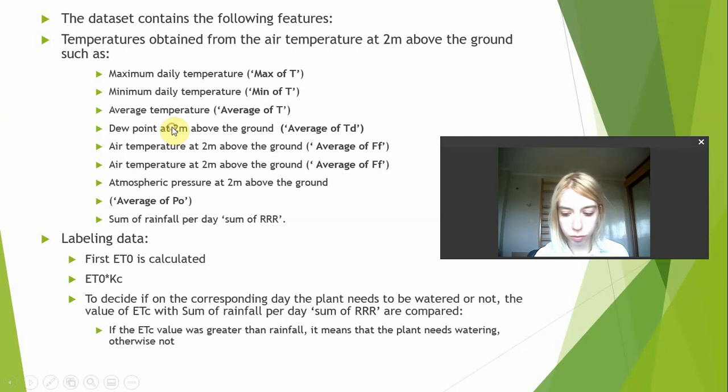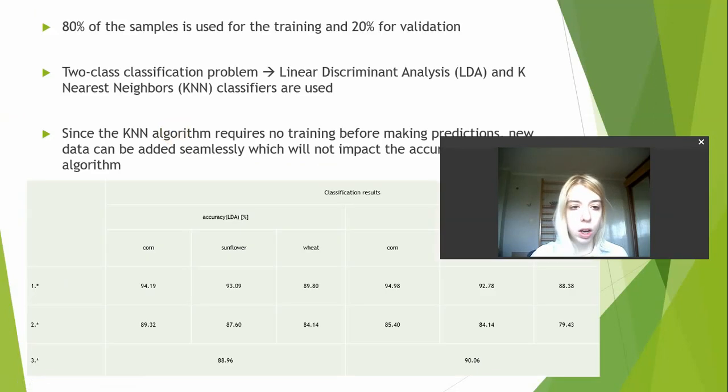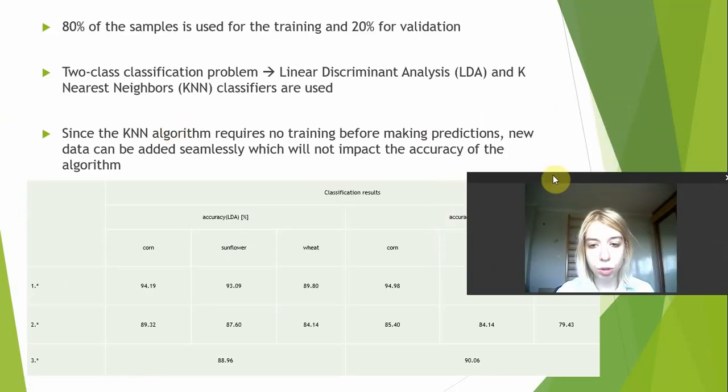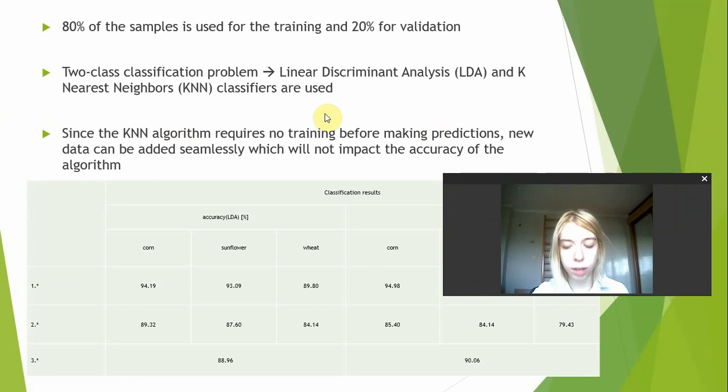So results are the following. We used 80% of the samples for training and 20% for validation. Since this is a two classification problem, we used linear discriminant analysis, and k-nearest neighbors classifiers. The k-nearest neighbors classifier is very useful in this case, since no training before making predictions is required, so new data can be seamlessly added and it would not affect the accuracy of the algorithm.